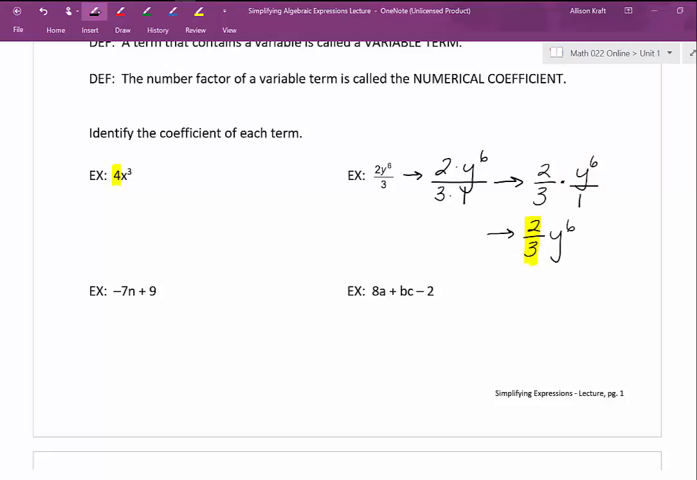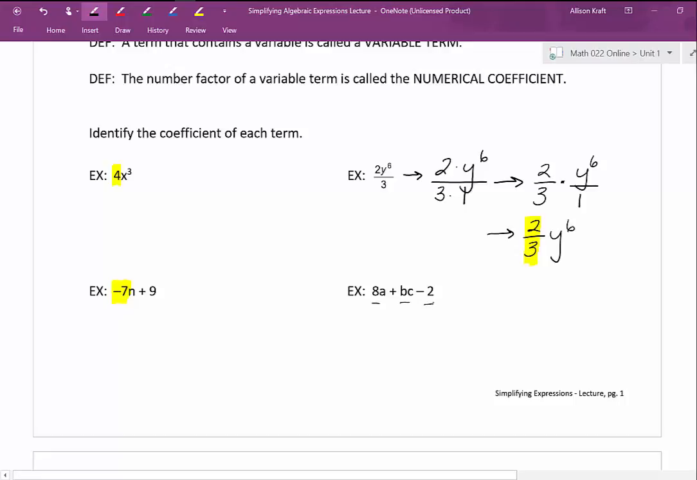In our next example, we've already seen that this is two terms. Each term that is a variable term will have a coefficient. Positive 9 is not a variable term. Therefore, this term will not have a coefficient to it. Only negative 7n will have a coefficient. The number we're multiplying by is negative 7. That's our coefficient.